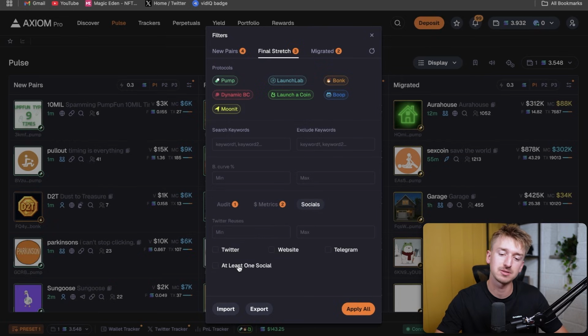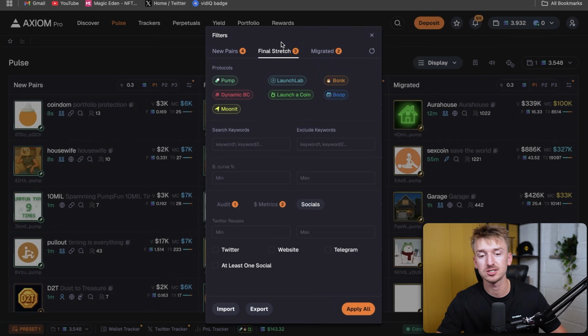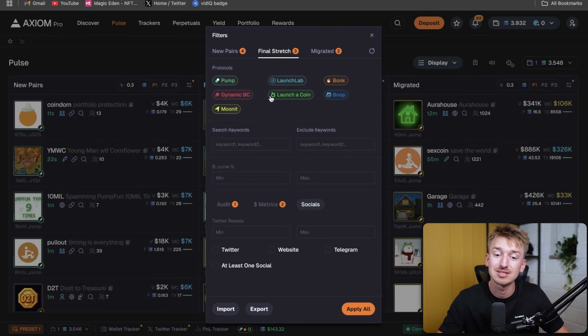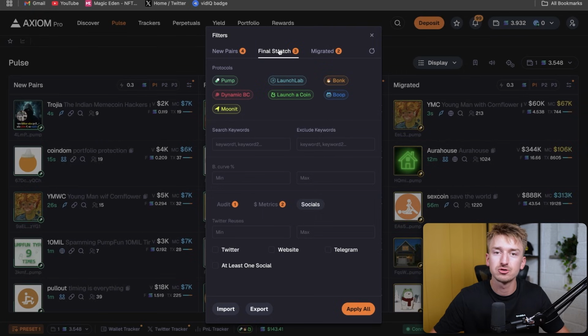And then I have experimented a bit with having at least one social here as well, but I actually like to not have it on for the final stretch, because pretty often there are memes that pop off just for the meme itself without actually having any socials involved. And on the final stretch section, it's not as important to have at least one social as it is on the new pairs, in my opinion, when it comes to just trying to avoid rugs.